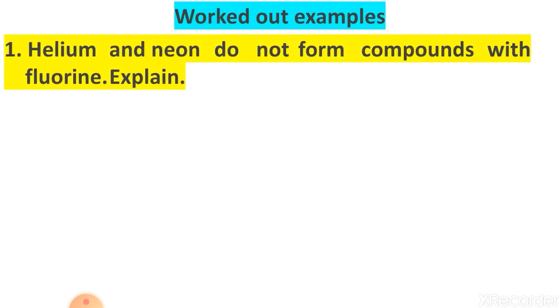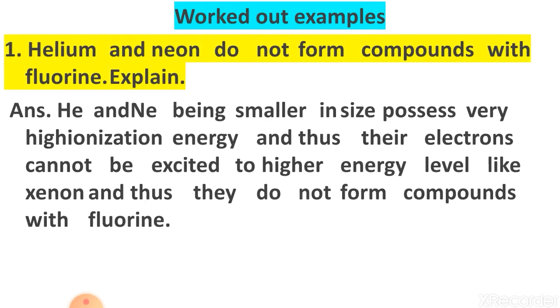The first question: helium and neon do not form compounds with fluorine. Explain. Helium and neon, being smaller in size, possess very high ionization energy, and thus their electrons cannot be excited to higher energy levels like xenon, and thus they do not form compounds with fluorine. So that's why you can write the answer like this. That means the high ionization enthalpy of helium and neon cannot be overcome by fluorine.